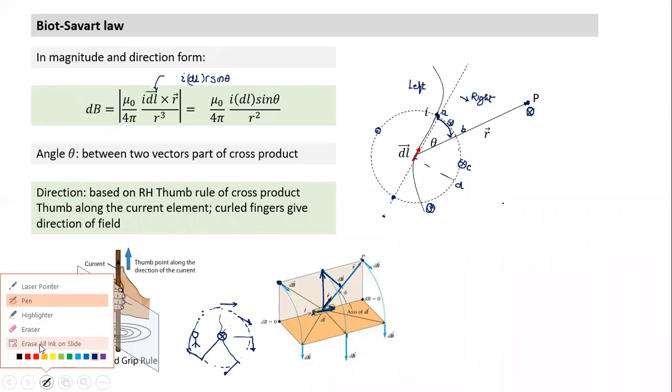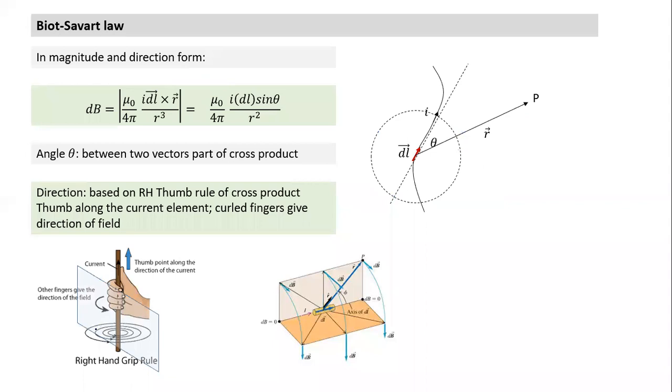Okay, so let me again come back to this point here. See this here also, this is the thumb rule. So I can imagine a plane. I have taken this imaginary plane, a rectangular plane, where this rectangular plane contains this current element.